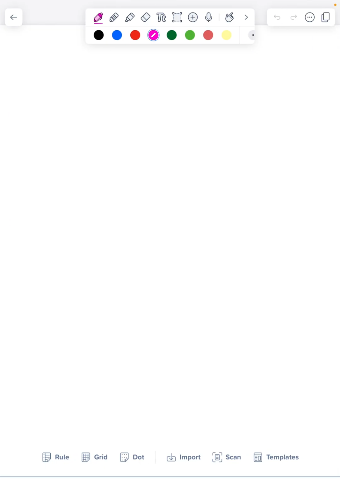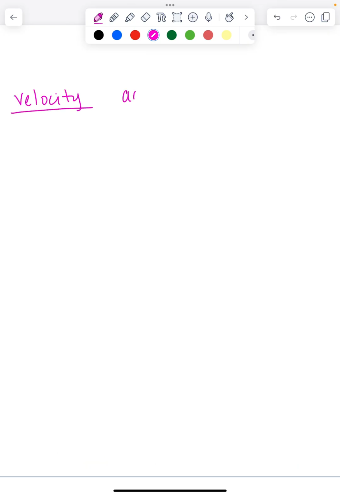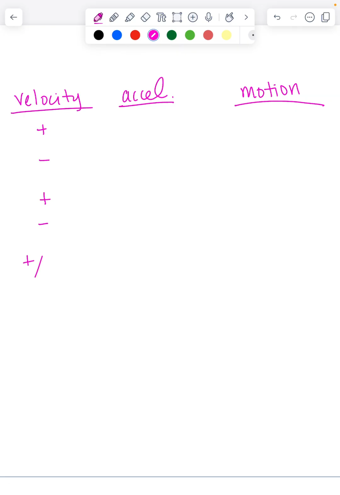All right, I want you to make 3 different columns. I want you to make a velocity column, an acceleration column, and then a motion column. All right, so we're going to do plus, minus, plus or minus, and a 0 and a 0. For acceleration, we're going to have plus, minus, plus, 0, plus or minus, and then 0 right here.